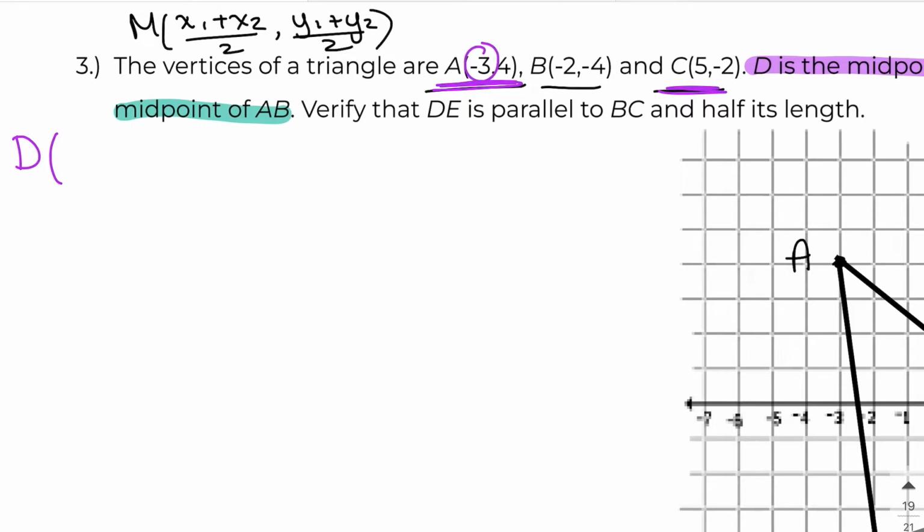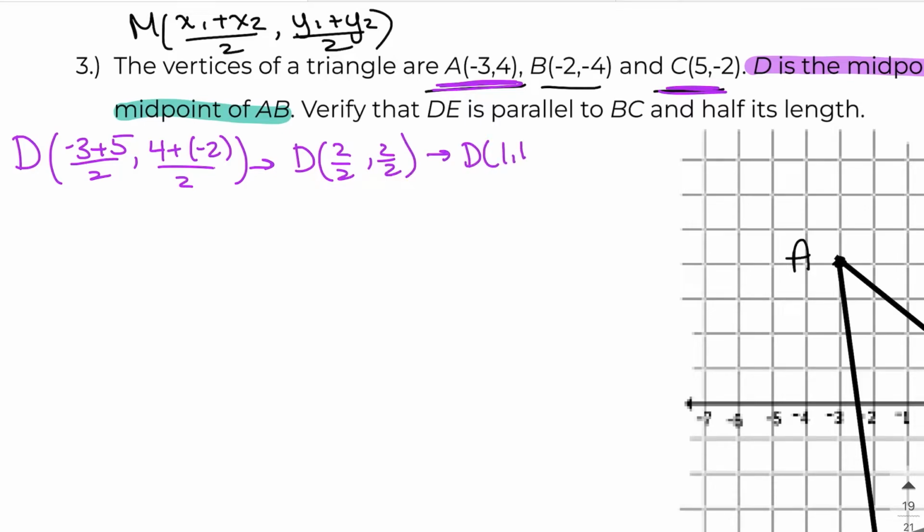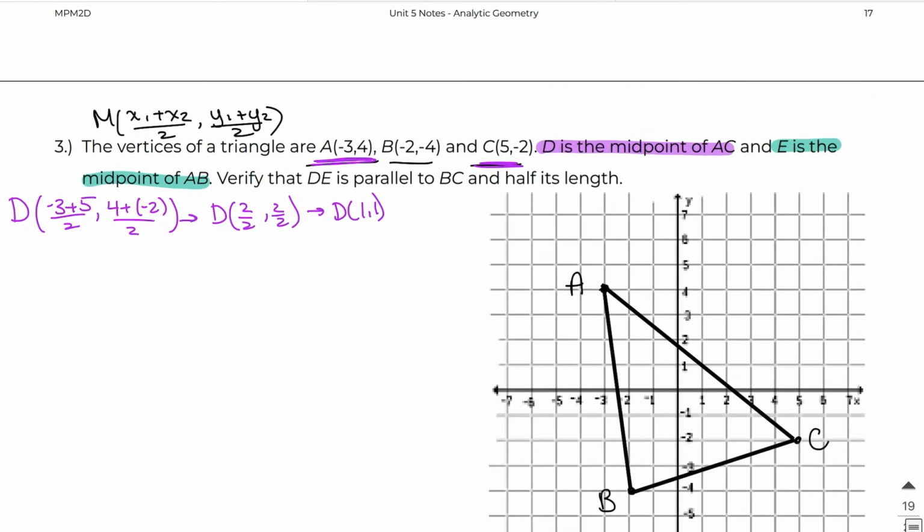So x1 is -3, x2 is 5, y1 is 4, y2 is -2. So here I can say that D is going to be 2 over 2, and then another 2 over 2. So we know that D is going to be at (1, 1). Let's take a look at (1, 1). We can say for sure that D is going to be here. This makes sense.